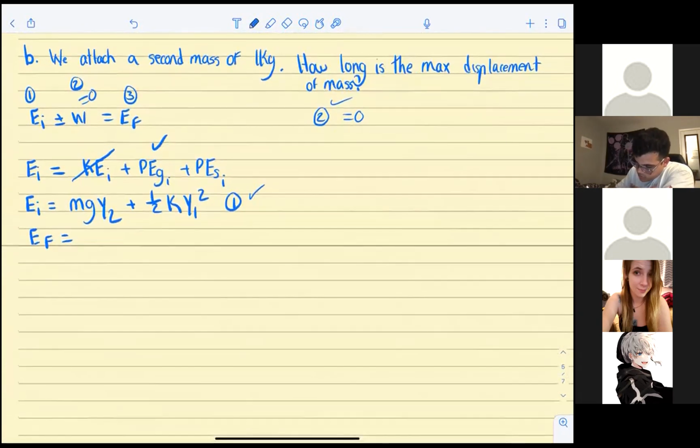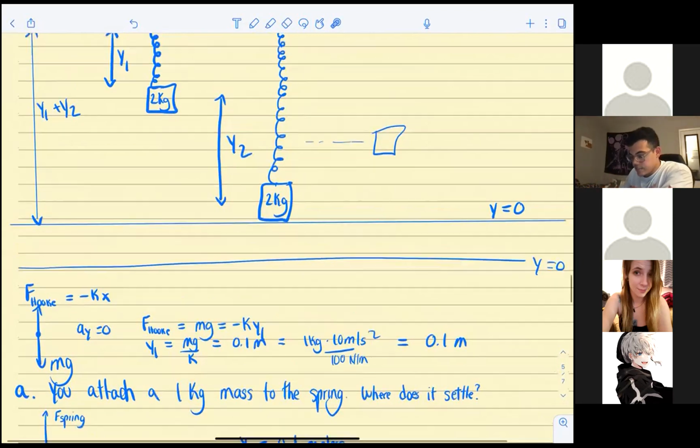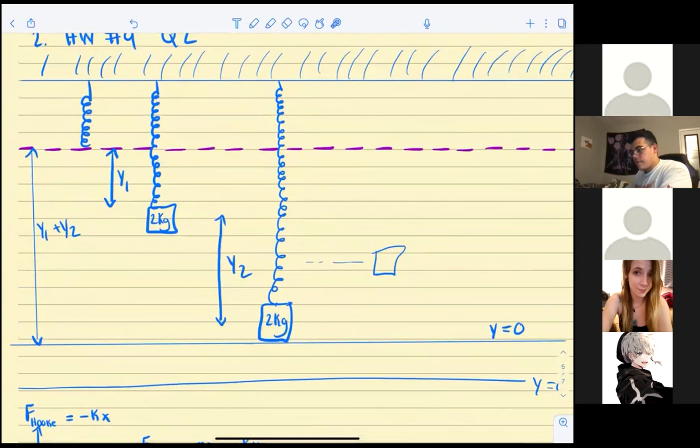So is there any kinetic energy at the bottom? No, right? Because that's when it's going to stop and then go back up. But there is spring potential energy, right? And how much is that?